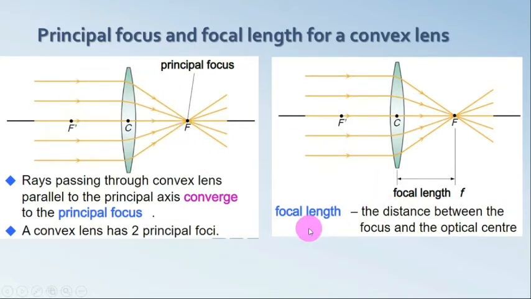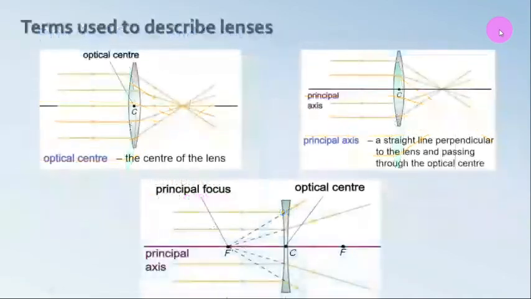Okay, now the focal length is what? It's the distance between the focus and the optical center. So, where is the focal point? Here's the principal focus, sorry. So the distance between the principal focus and the center, we call it focal length. Focal length. Girls, all these notes and terms are very important.